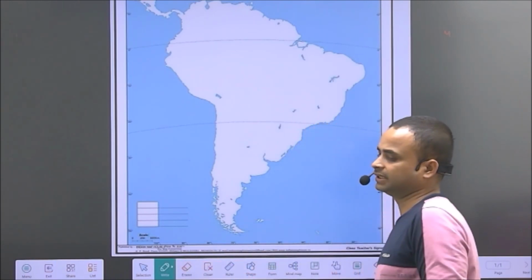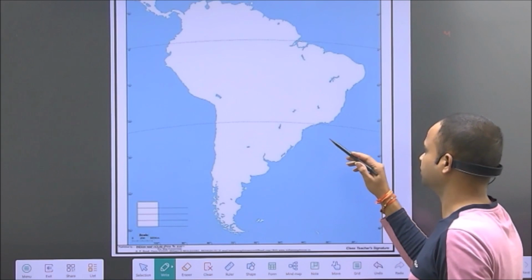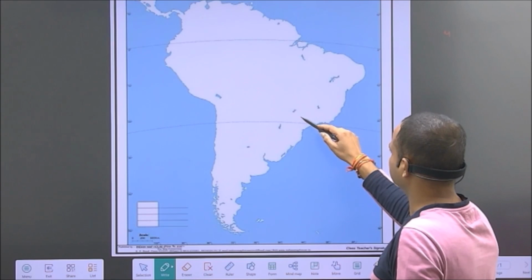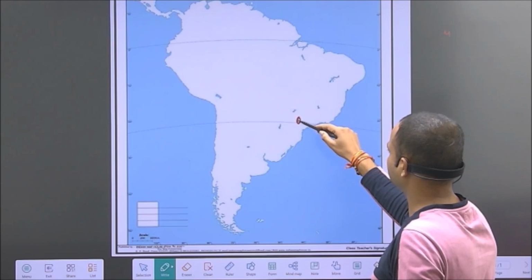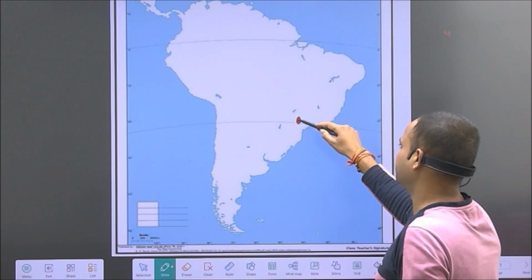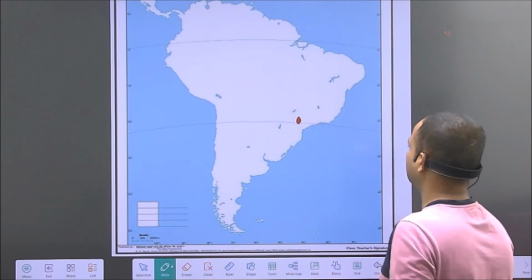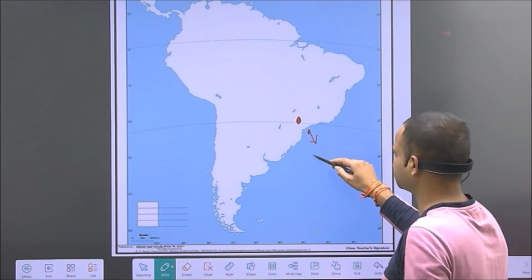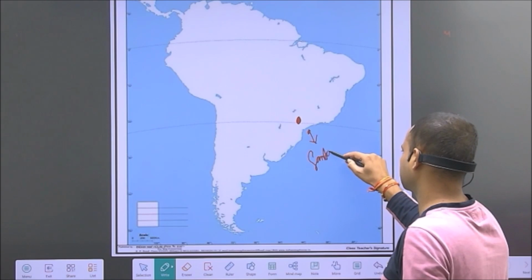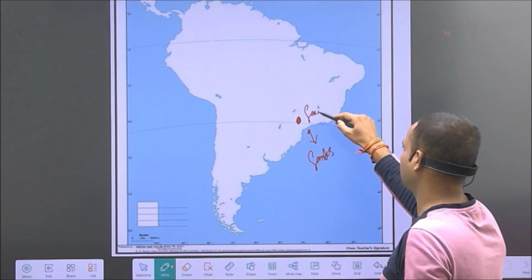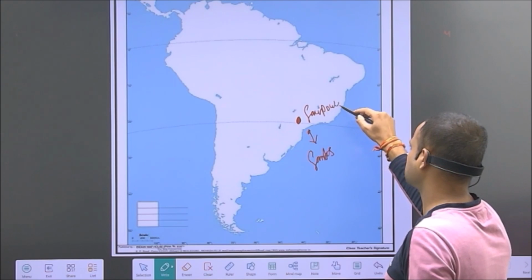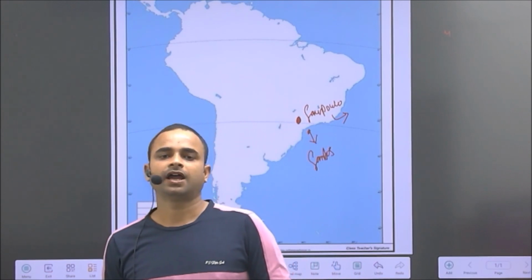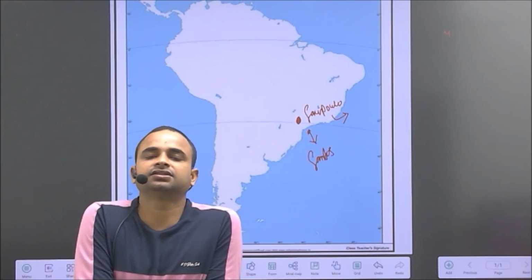And before discussing the Amazon River, we can discuss here Sao Paulo, which is a very important city of Brazil, and here one seaport is situated, which is called Santos. And Sao Paulo is the largest city of Brazil, and not merely Brazil, it is the largest city of South America.